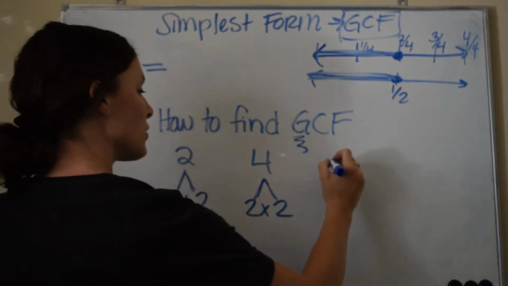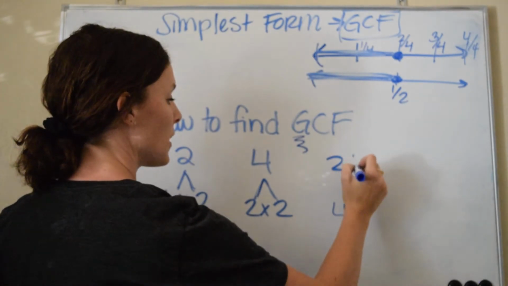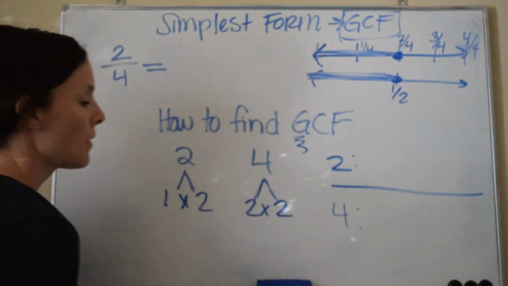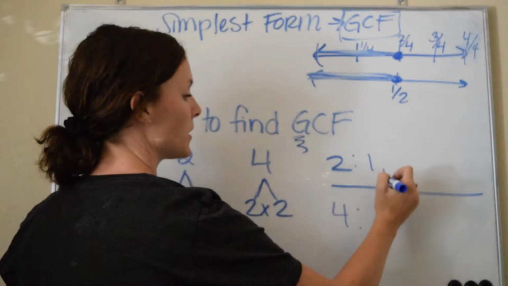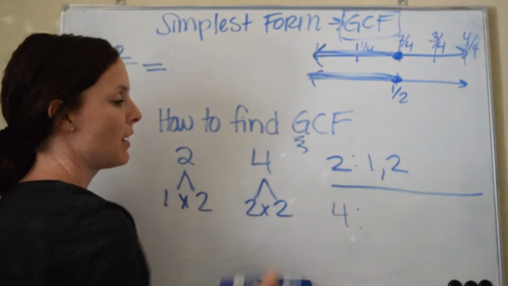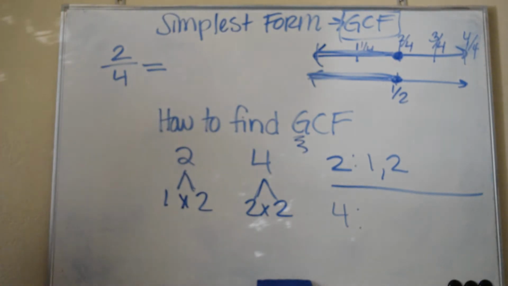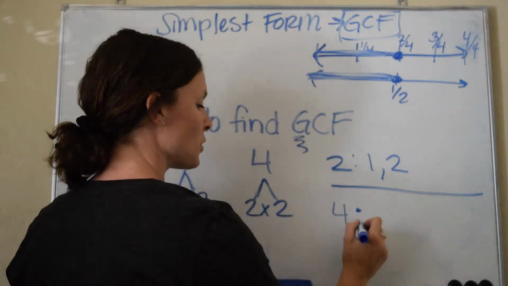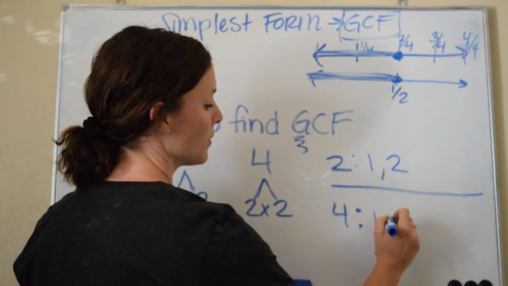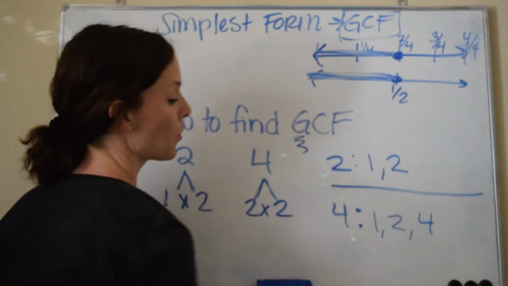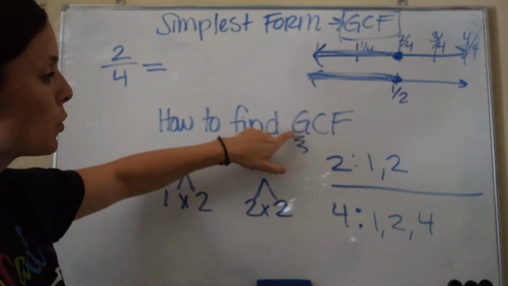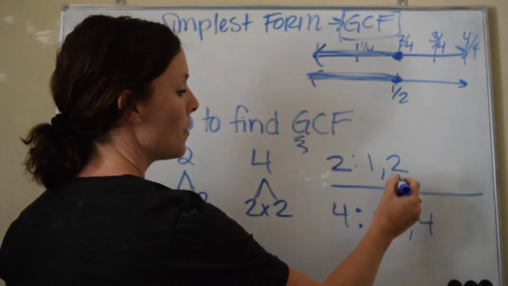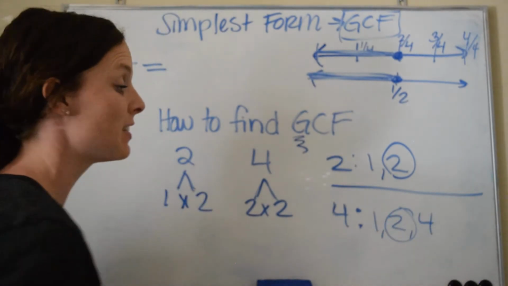Now, let's say I also listed them like this. This is another way, and I prefer this method. I'm going to start at 1, and I'm going to multiply all the way up, listing all the factors that multiply and give me 2, which are just 1 and 2. What about all the numbers that multiply and give me a 4? 1, 2, and 4. Those are all the factors. What's the greatest common one? What's the greatest one that they share? The biggest one they both have is a 2.